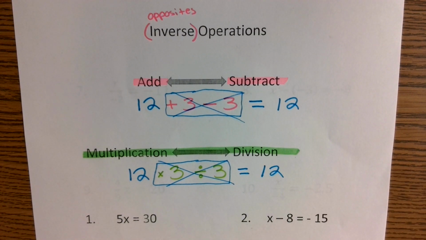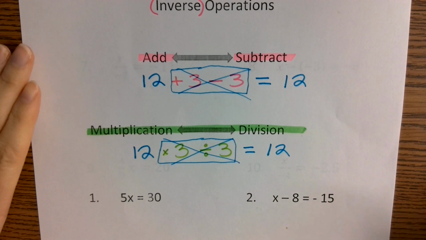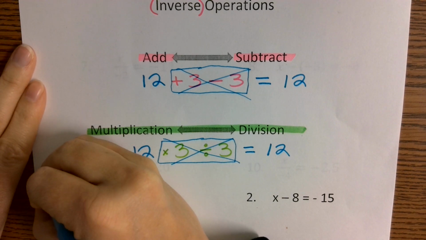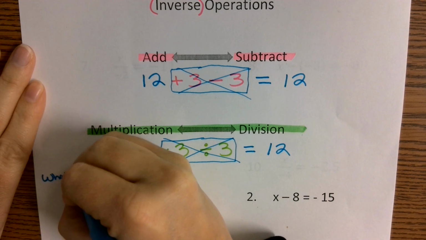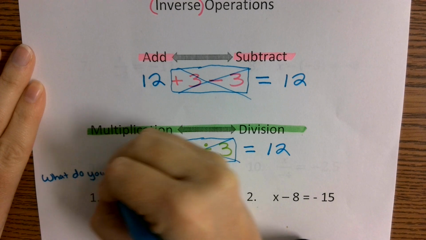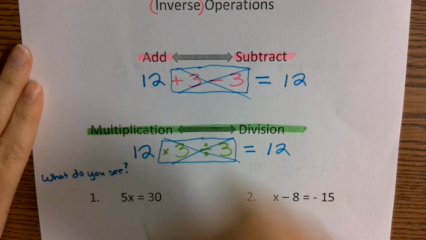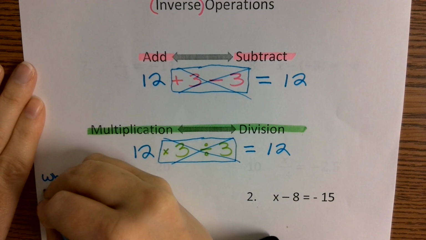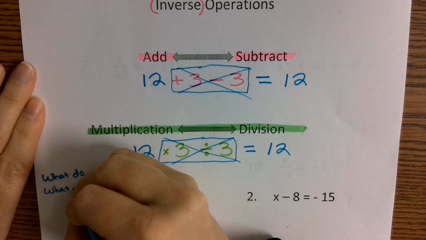So when we try to solve for an unknown, we do the opposite of the operation that we see. So it's really important to identify what do you see and what is its inverse. So that is the question you should always be asking yourself. Question number 1, what do you see? And then question number 2, what is its inverse?